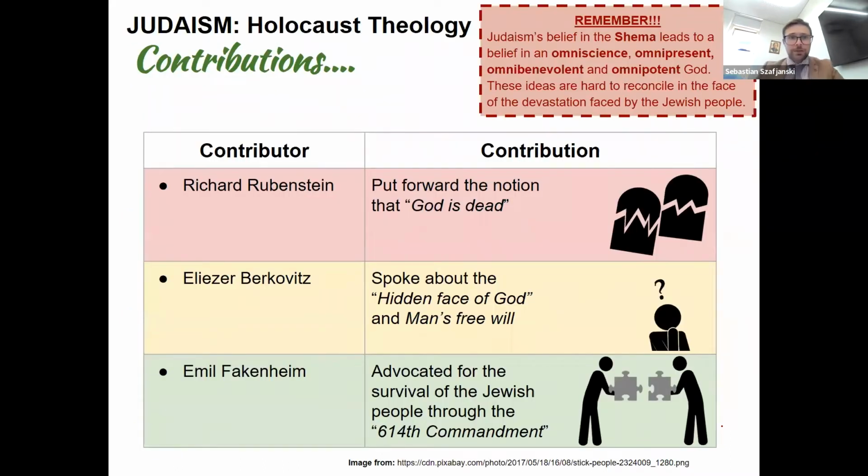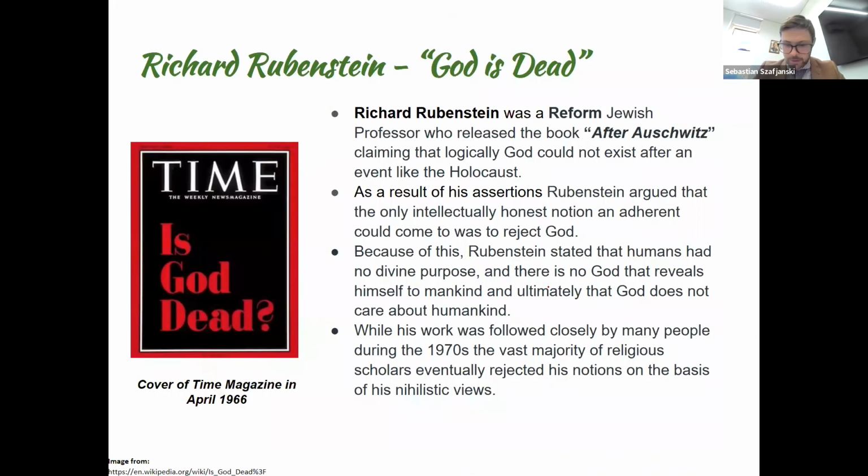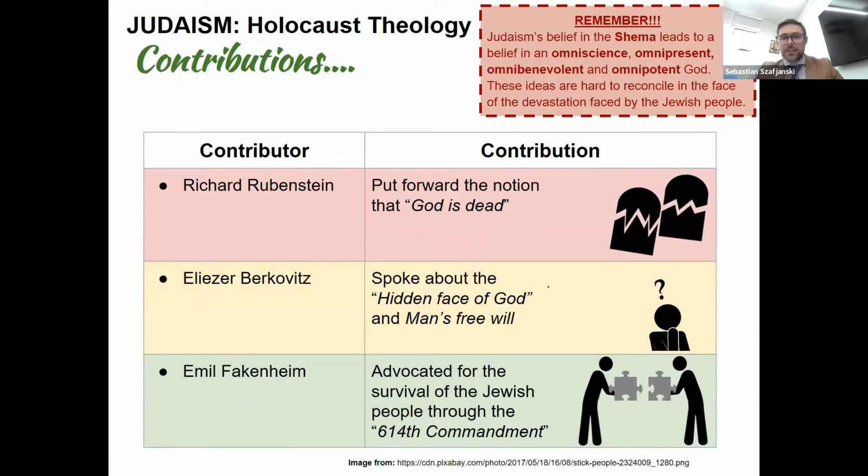So just in brief, our contributions here, the ones that we're going to look at today in a bit more fleshed out fashion are Richard Rubenstein, who put forward this notion of God is dead, or the death of God. And we'll have a look at the repercussions as a result of that. Eliezer Berkovitz, who spoke about the hidden face of God and man's free will, which we spoke about earlier, this idea of Hester Panim. And then Emil Fackenheim, who really advocated for the survival of the Jewish people through the 614th Commandment. And we'll have a big look at that soon.